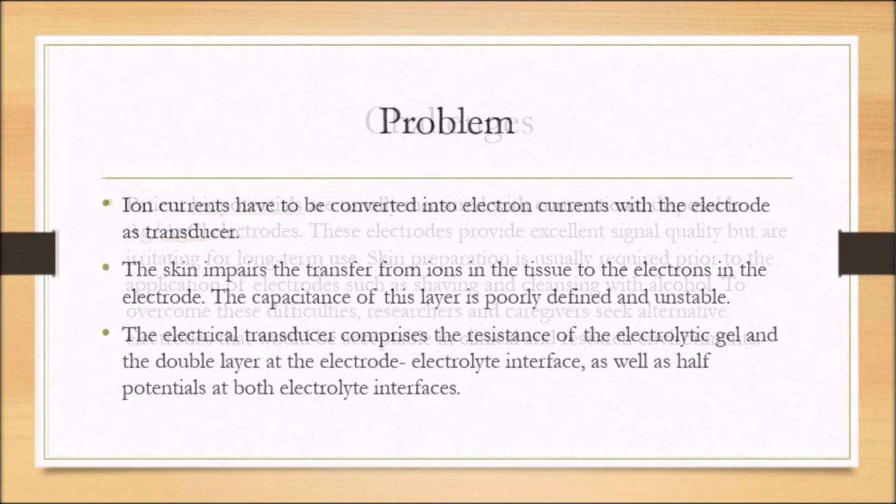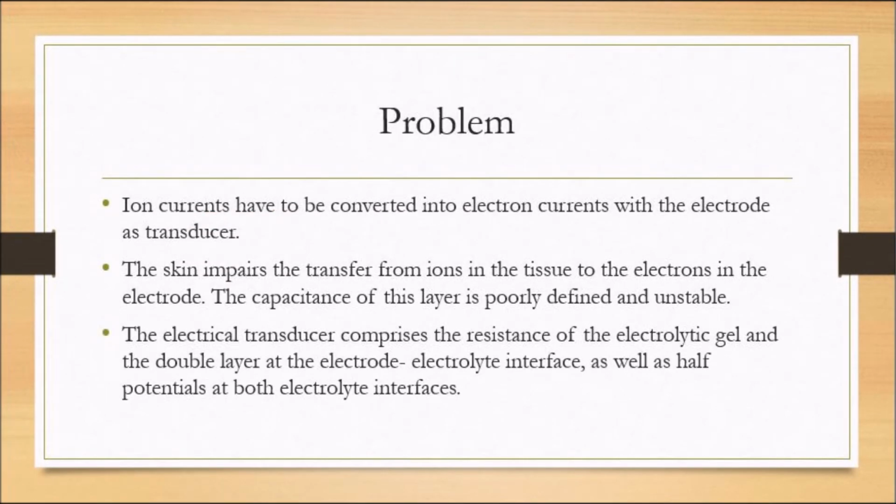The problems faced by this technique are as follows. Ion currents have to be converted into electron currents with the electrode as transducer. The skin impairs the transfer from ions in the tissue to the electrons in the electrode. The capacitance of this layer is poorly defined and unstable. The electrical transducer comprises the resistance of the electrolytic gel and the double layer at the electrode-electrolyte interface, as well as half potentials at both electrolyte interfaces.